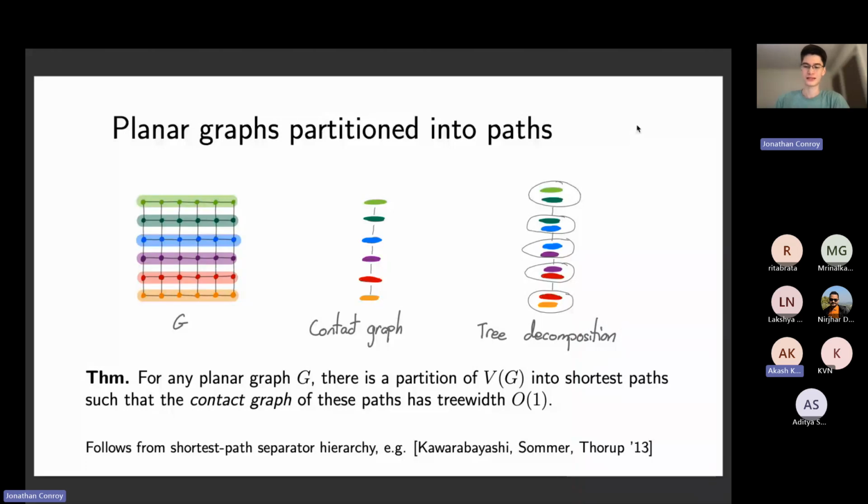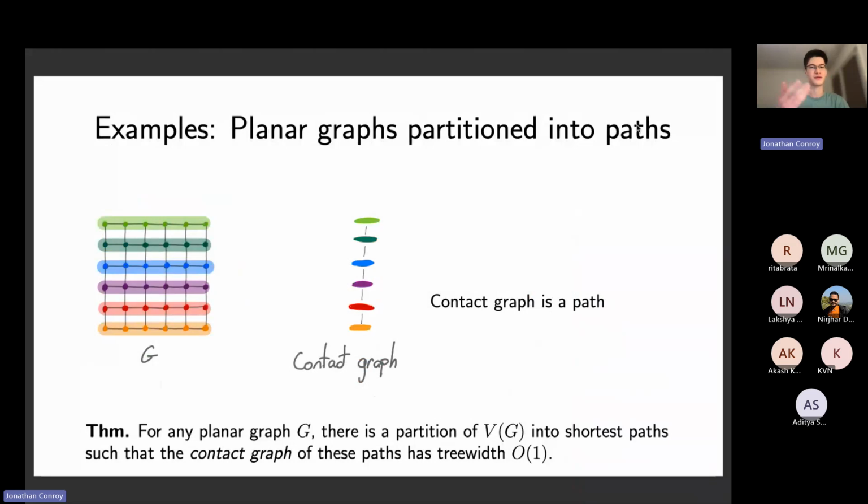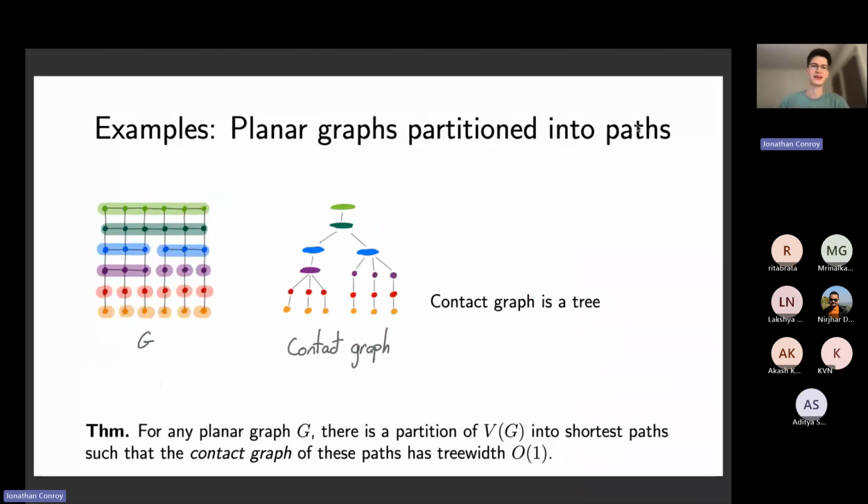Please continue. Yes, sure. So just to give some more examples, maybe the simplest possible case is this grid where you have this contact graph as a path. Maybe a slightly more complicated example: here I've deleted some of the horizontal edges of the grid. So now the rows are broken, and the way I've drawn it, the contact graph of these clusters isn't a path, it's a tree. I suppose if you took the columns, you could actually get a partition into paths where the contact graph is a path.